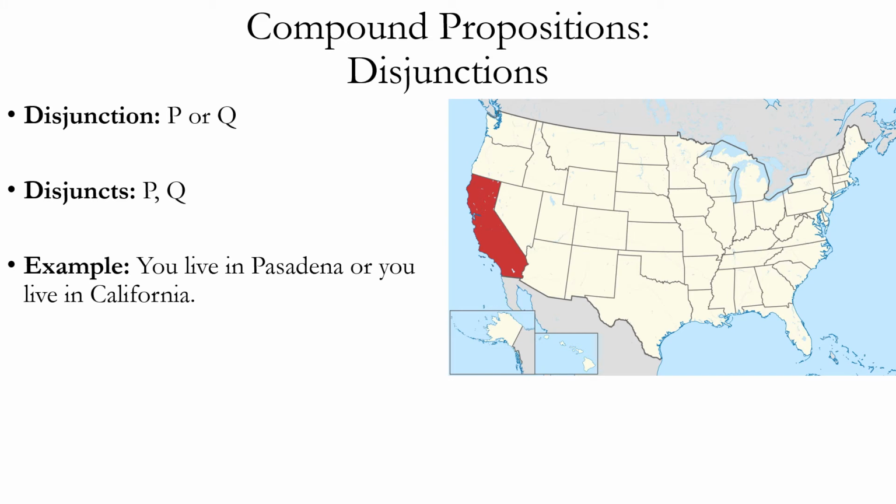A disjunction is a compound proposition with the general form P or Q. The propositions that are joined by the word or are called disjuncts. Similarly, as for conjunction, we don't have a different name for the first and second because if we switch the order, it has the same general meaning. Here's an example. You live in Pasadena or you live in California. If you switch the order, you live in California or you live in Pasadena, it has the same general logical meaning. It's true under the same conditions.